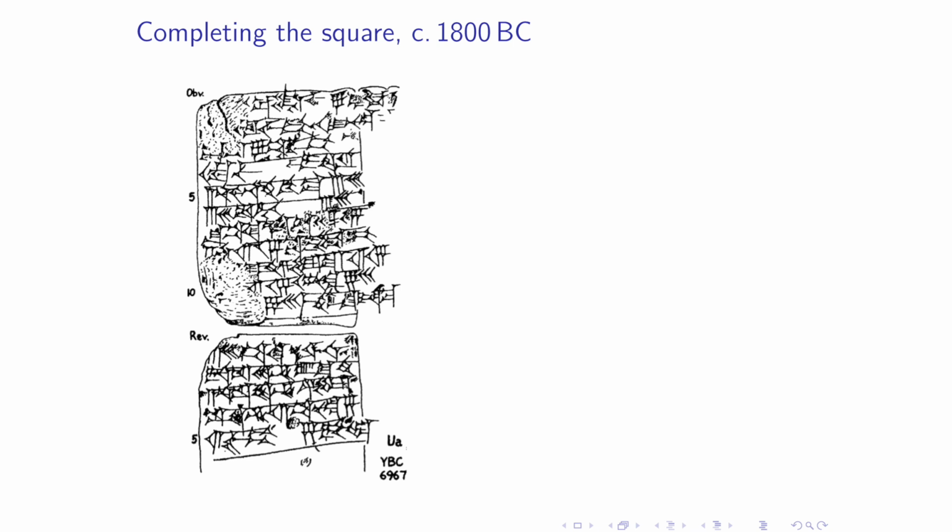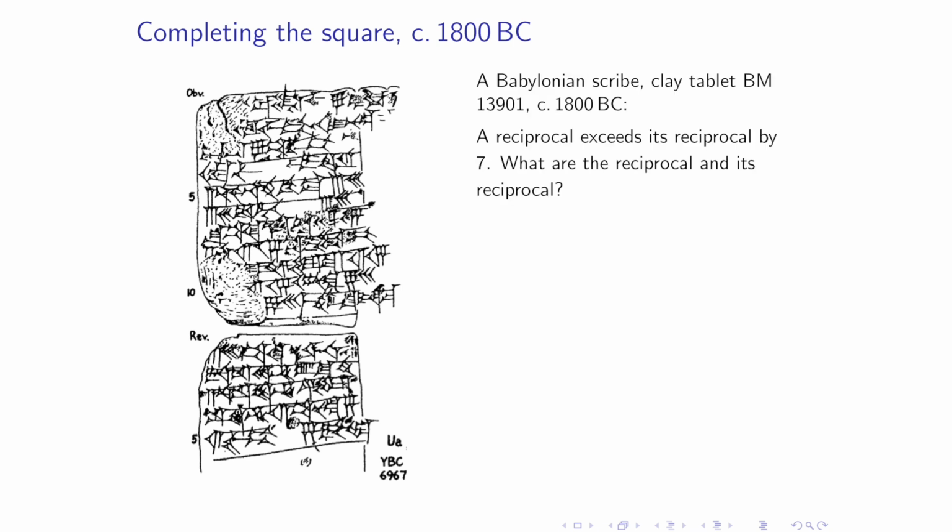So I'm going to start, as histories of mathematics often start, with something from a cuneiform tablet. This is from about 1800 BC. This, I think, is in the British Museum. And it's a text where essentially we're completing the square. So it's solving a quadratic equation. And it starts like this.